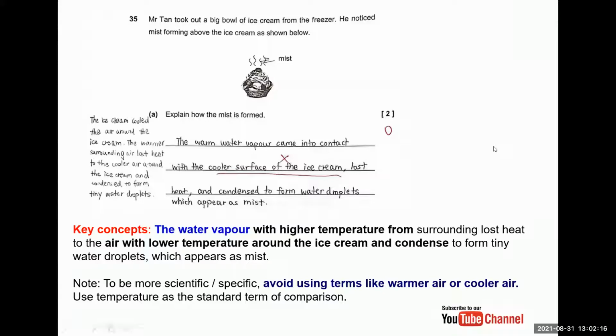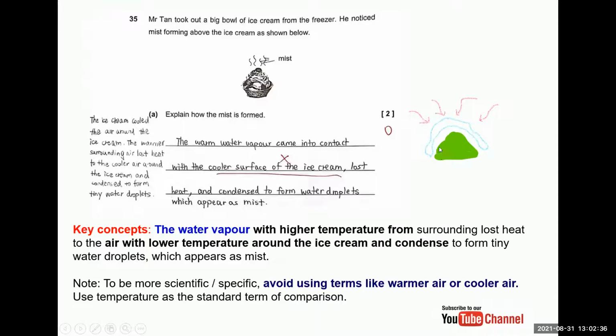The other technique we can use is called annotation. I drew this ice cream in green, just like the green tea ice cream, and this represents the air around the ice cream. And this is the water vapor from the surrounding, the arrow.